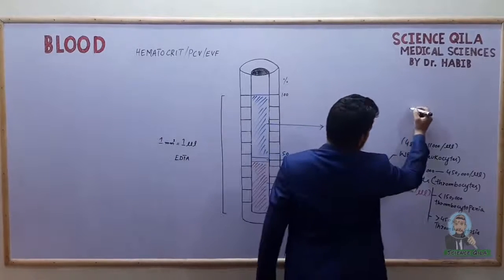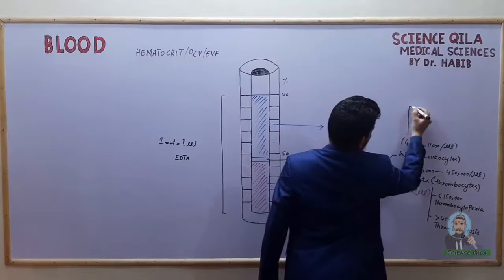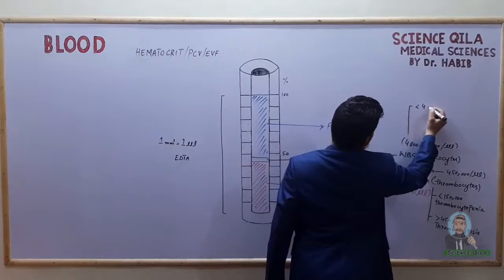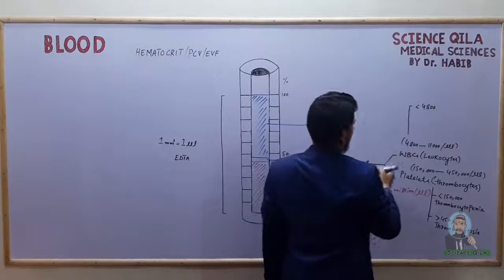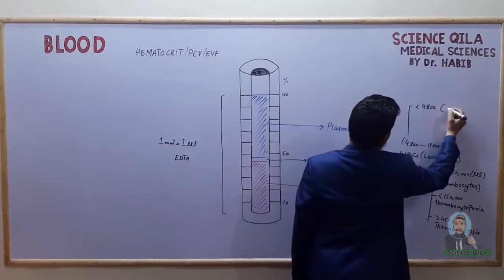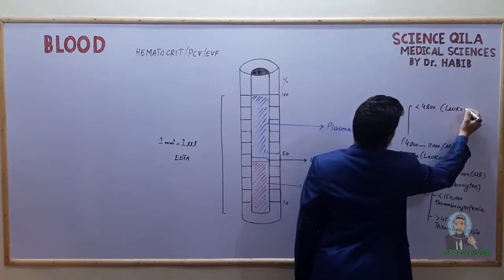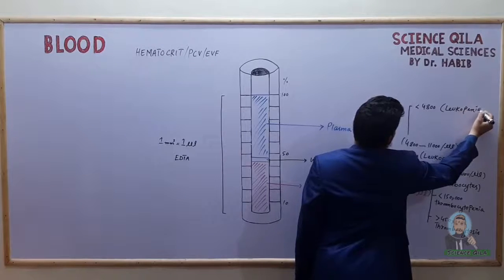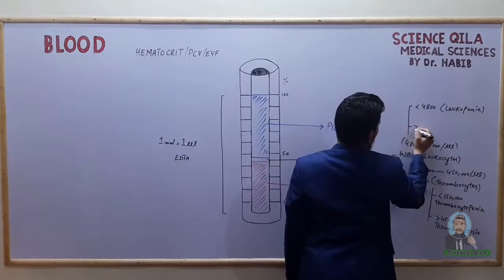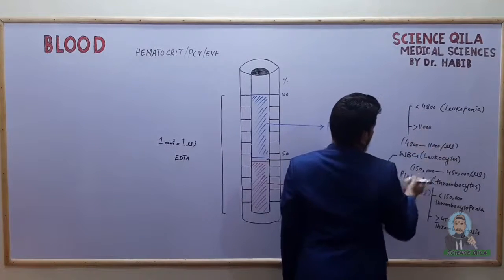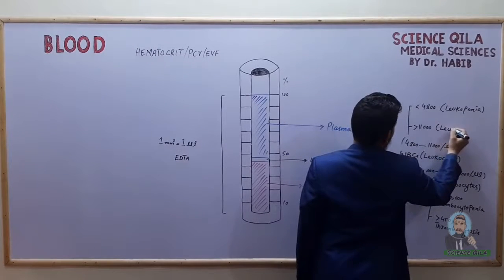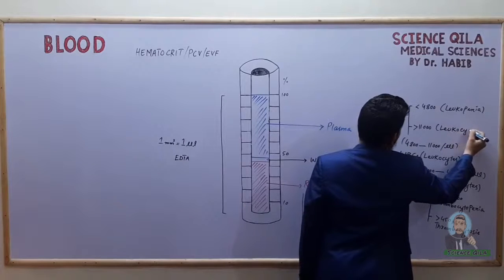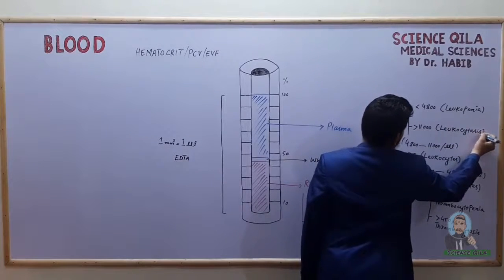If he has less than 4,800 white blood cells per microliter, this condition is called leukopenia. And if he has more than 11,000 per microliter of the WBCs, that condition is called leukocytosis.